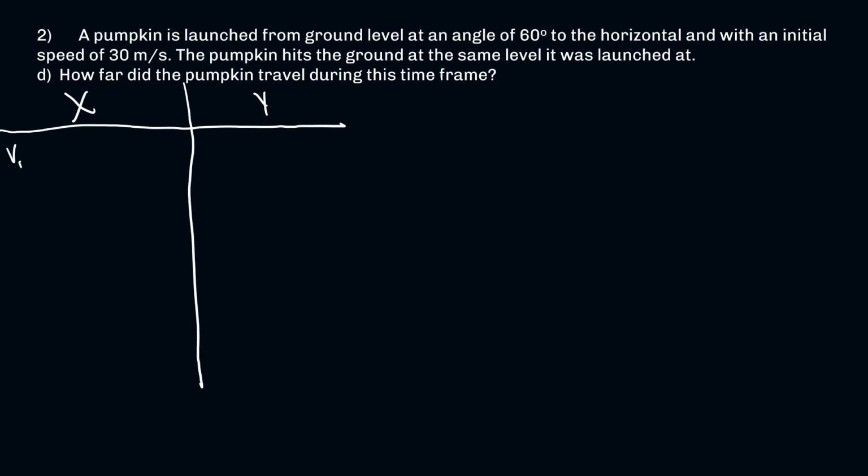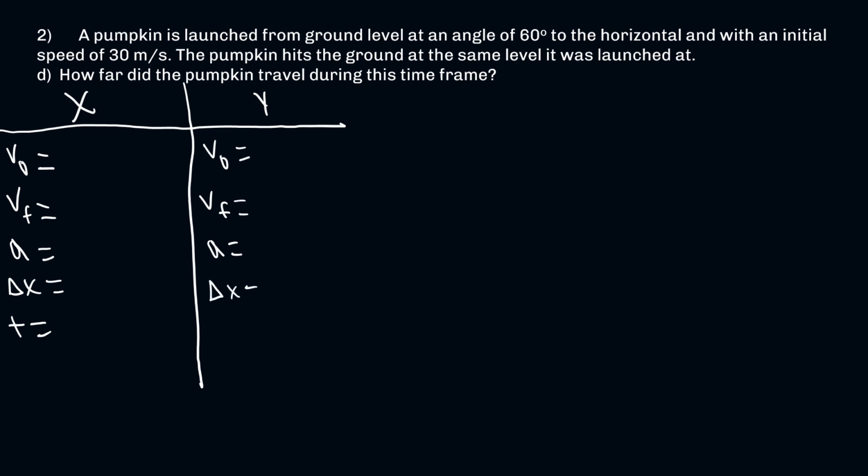So I'm going to have here v naught, vf, acceleration, delta x, and then my time. And then in the y direction, I'll have the same exact thing. I'm not going to need this as much because we're working in the horizontal mostly. I just want to know what my time was and bring it over to the horizontal direction.